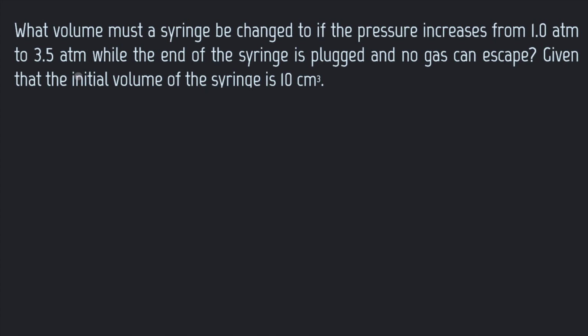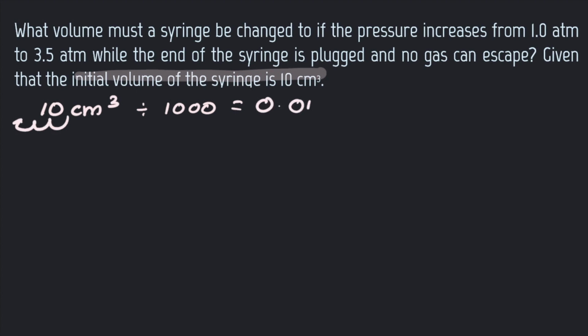You were given the initial volume for the syringe is 10 centimeter cube. The first thing that you need to do is convert the centimeter cube into liter. So 10 centimeter cube, you want to convert it to liter, so you need to divide by 1000. Therefore, you just have to move the decimal 1, 2, 3 places over here. So you will get 0.010 liter.